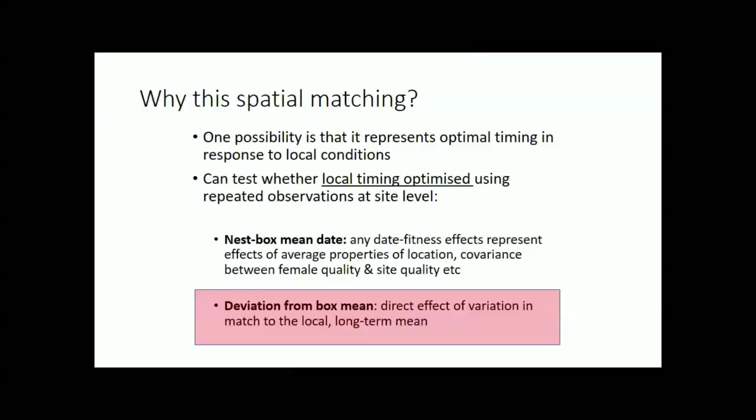And we can test whether that's the case by using the fact that we've got repeated observations at the level of individual nest sites. We can take those observations and separate the variation into two components. One is just the nest box average date, where any associations between date and fitness represent the effects of the average properties of that location, or covariance between female quality and site quality. But more interestingly, the deviation from that mean represents the direct effect of variation in the match to the local long-term mean at that site.